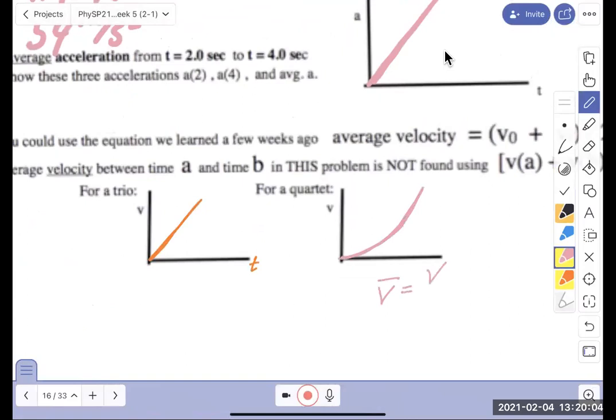Some people do it next week, you'll do it next week on the test: V naught plus V final divided by two. I've had this as an essay question on a test before, but the question is why this is not true. Why is that not true? However, before you answer that, this is true: V bar equals V naught plus V final divided by two.